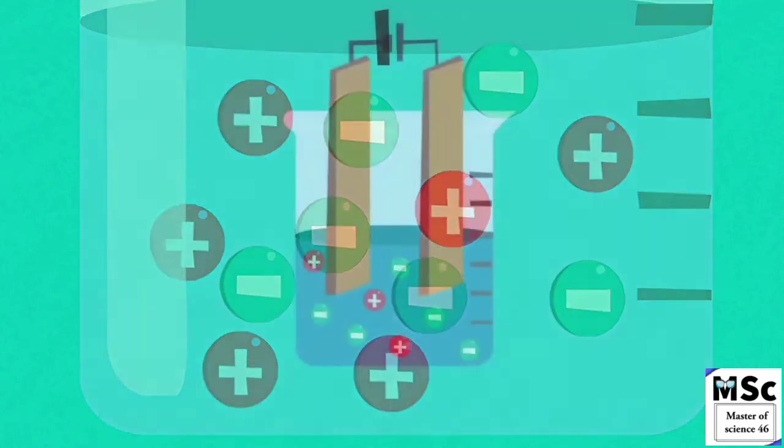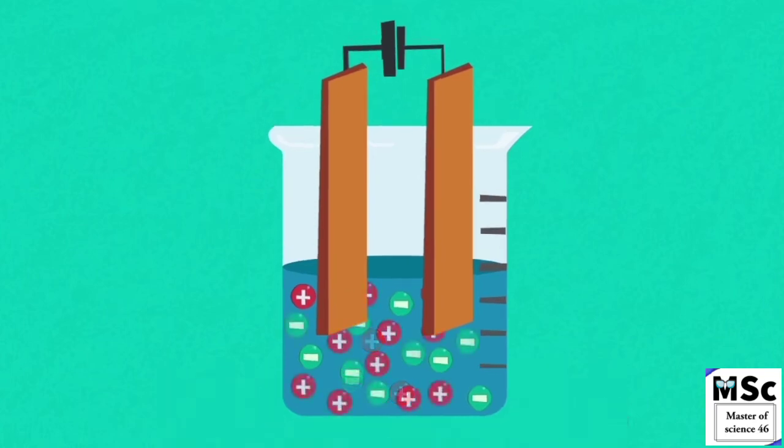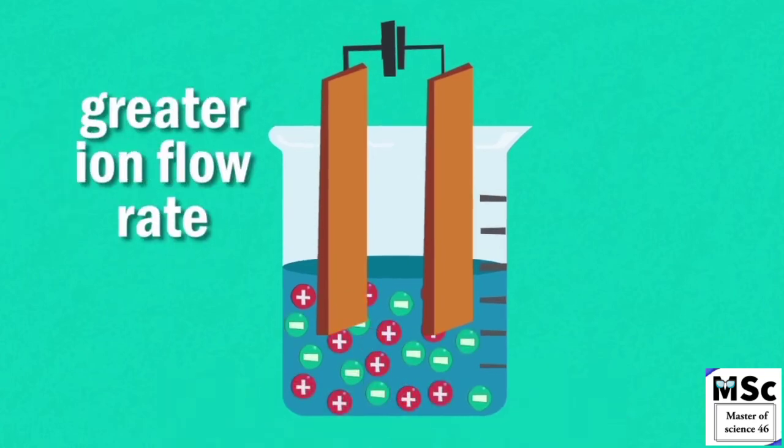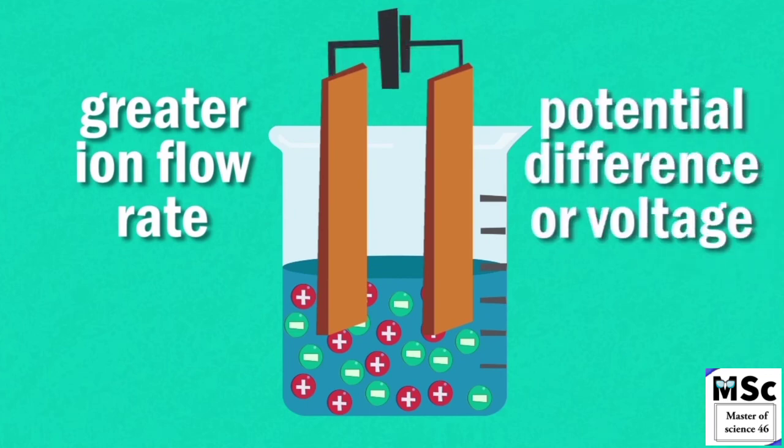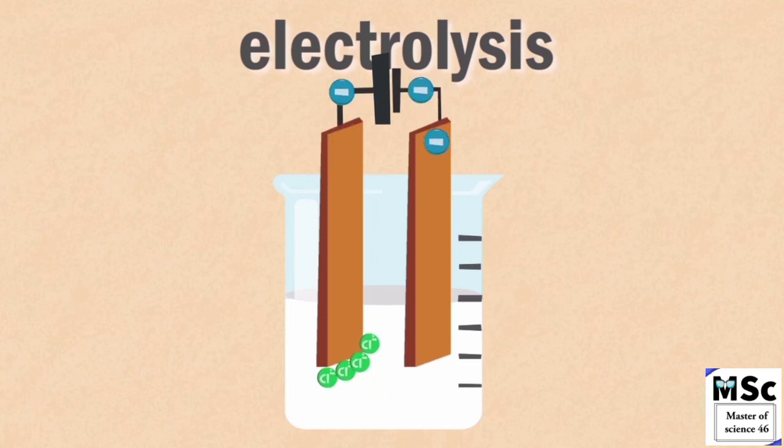Remember that electrolysis can also take place in ionic solutions as well as molten compounds. The more concentrated that solution, the greater the ion flow rate. Ion flow rate can also be increased by increasing the potential difference or voltage across the cell. Electrolysis is the flow of electrical current in a conducting solution or molten liquid that causes chemical changes.